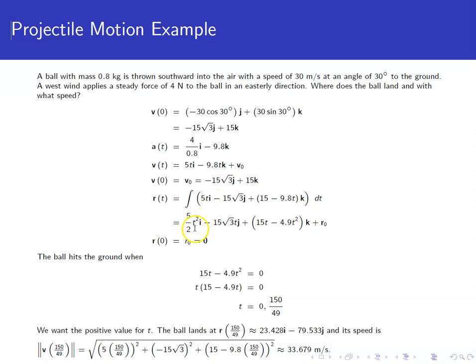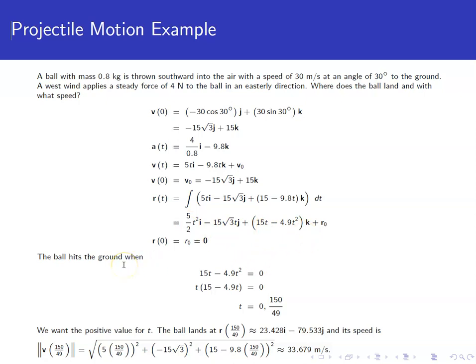Here we get 5/2 t squared times i, minus 15 root 3 times t j, and then a plus 15t minus 4.9t squared times the k, plus the initial condition. We're throwing the ball from ground level into the air, so the initial position will be the zero vector. So this is now our position function of the ball.